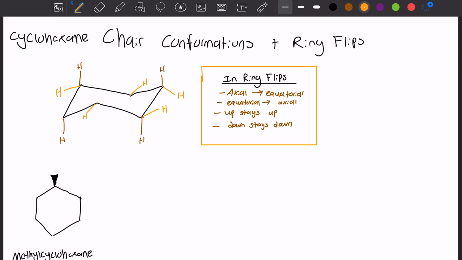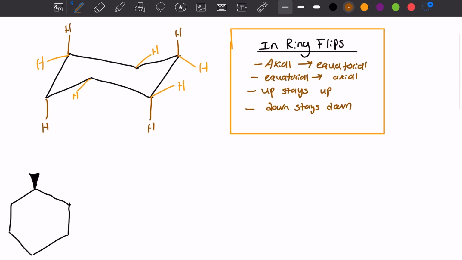On the left, I've drawn a very basic model of what a chair conformation of cyclohexane may look like, with the different hydrogens projecting out of these different carbons. The ones in the darker brown are your axial hydrogens, and these can either go straight up or straight down. The ones in the lighter orange are your equatorial hydrogens, which go out at more of an angle. Those can also go up and down, but the orientation is a little different than the axial hydrogens because it goes out a little bit more than just straight up and straight down. So these are your equatorials.